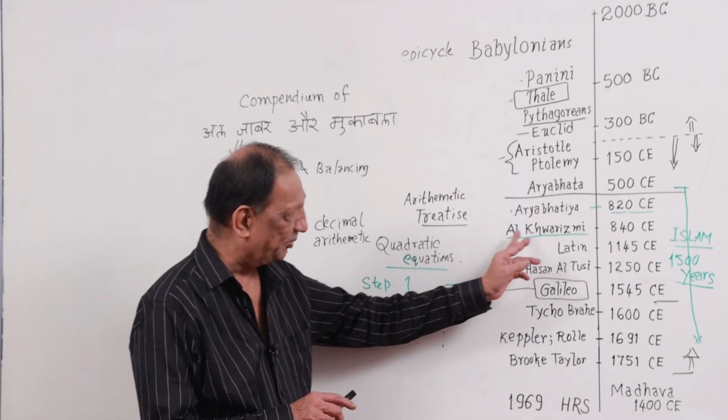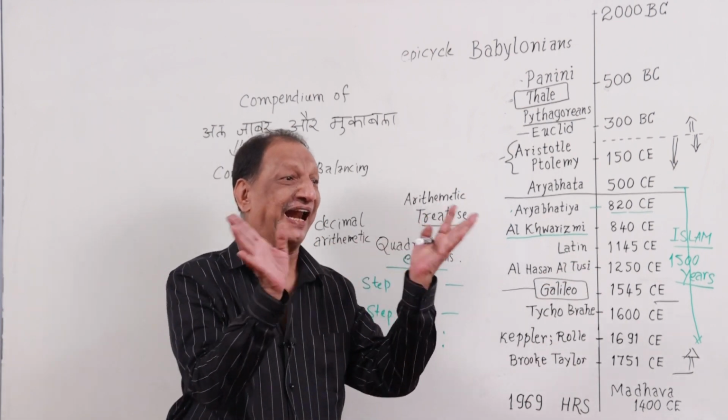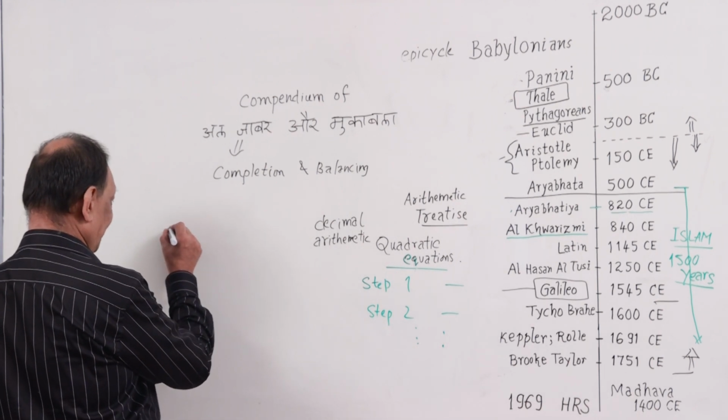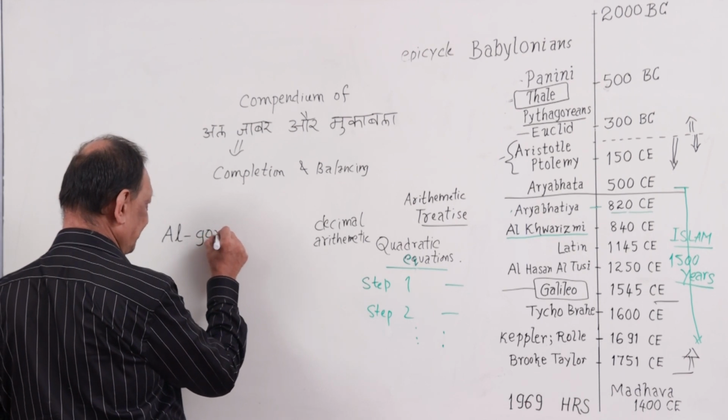First was with this name only, Al-Khwarizmi. You can't write that in Latin. So he wrote that name of the author as Al-Gorithmi.